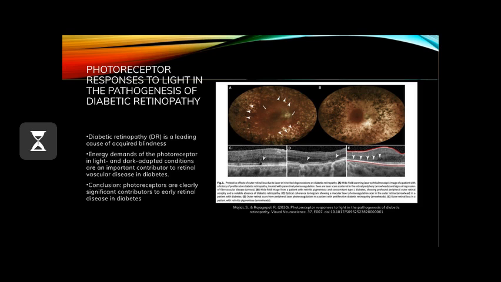Photoreceptors are the first neurons in the visual circuit and are also the most energy-demanding cells of the retina. In this study, the researchers review experimental and clinical evidence linking the photoreceptors to the development of diabetic retinopathy. The conclusion: photoreceptors are clearly significant contributors to early retinal disease in diabetes. Collectively, these concepts form the basis for a growing body of investigative efforts aimed at developing novel pharmacological and non-pharmacological tools that target photoreceptor physiology to treat a very common cause of blindness across the world.